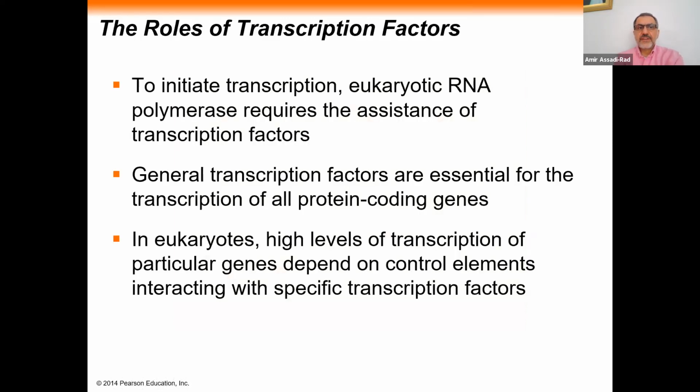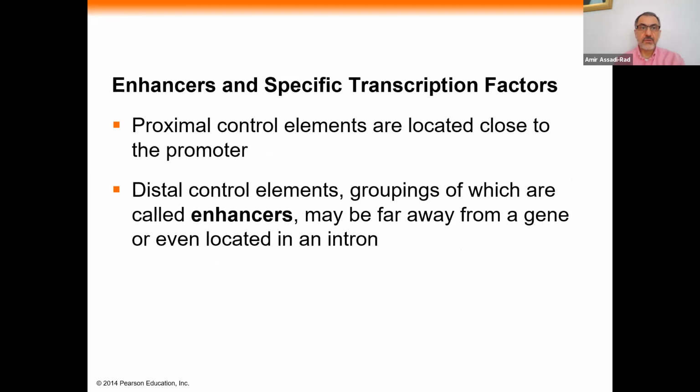The role of transcription factors: to initiate transcription, eukaryotic RNA polymerase requires the association of transcription factors, which we talked about a little bit. General transcription factors are essential for the transcription of all protein-coding genes. So we talked about that, the promoters and repressors and so on and so forth. In eukaryotes, high levels of transcription of particular genes depend on control elements interacting with specific transcription factors. And I will talk about those, the new transcription factors, here in a minute. The difference between liver cells and the cells in the eye is coming up.